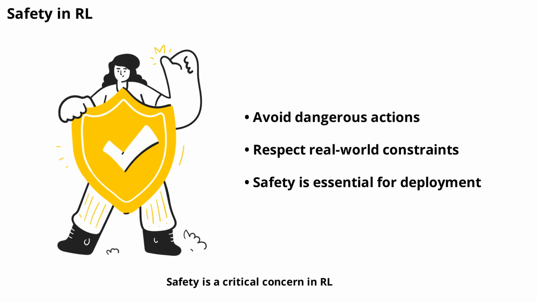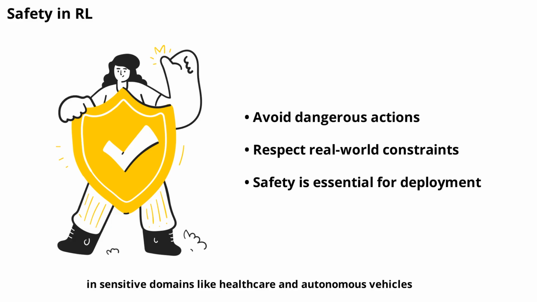Safety is a critical concern in RL, especially when agents operate in the real world. Agents must avoid dangerous actions and respect constraints. Safe RL involves designing algorithms that prioritize safety, using techniques like reward constraints, risk-sensitive learning, and human oversight. Ensuring safety is essential for deploying RL in sensitive domains like healthcare and autonomous vehicles.